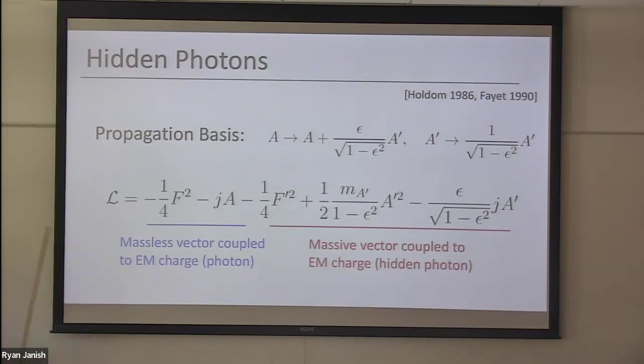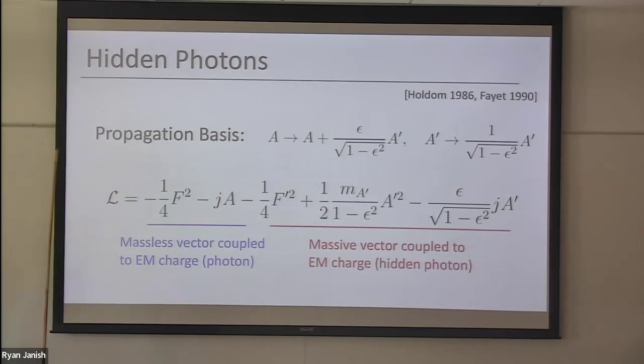It will be useful to switch back and forth between different bases. We have two fields, our regular photon and our hidden photon, so we can always choose to think in terms of different linear combinations of those two fields, whichever is most useful for a given problem. This is a particularly useful basis. The previous one I'll refer to as the kinetic mixing basis, and this one as the propagation basis. The idea is to make this particular transformation, which eliminates the kinetic mixing term. Now these two fields are propagation eigenstates. They don't mix with each other at all.